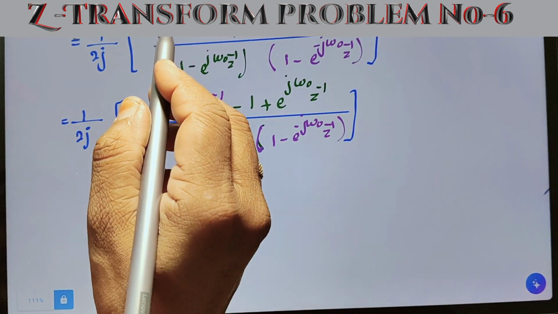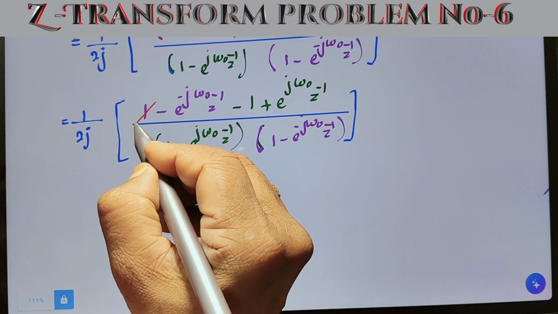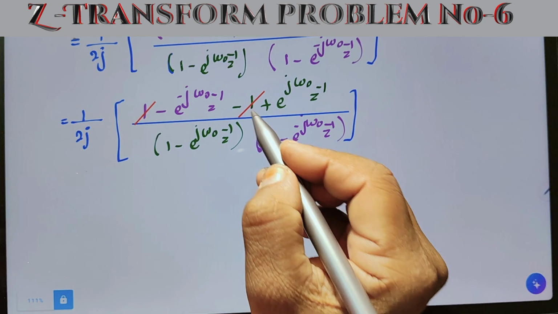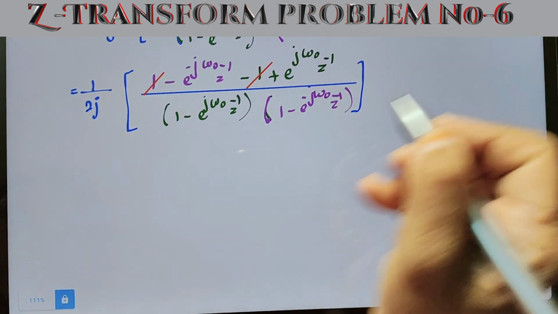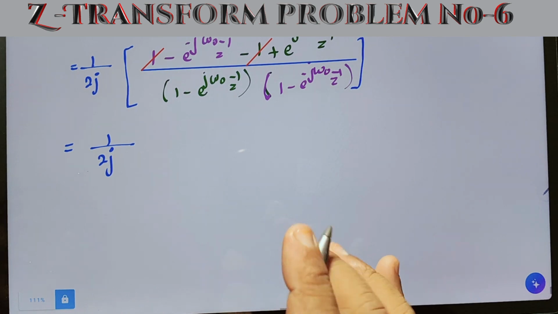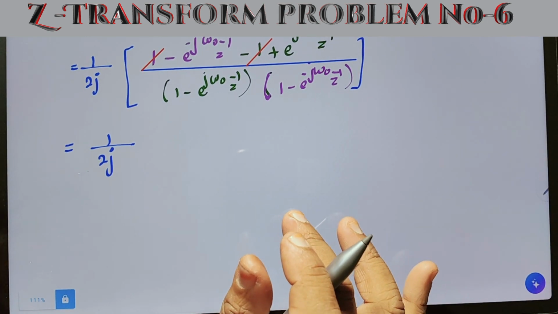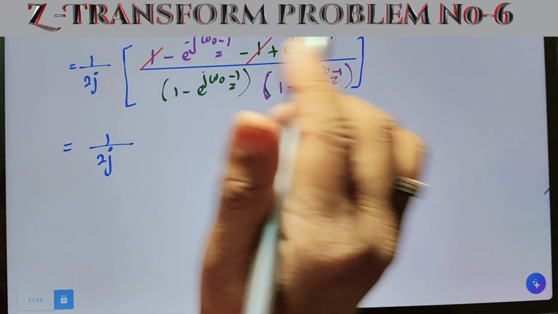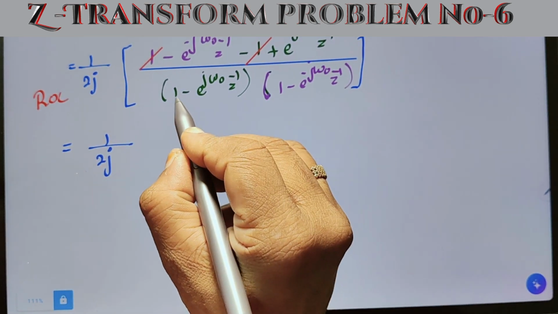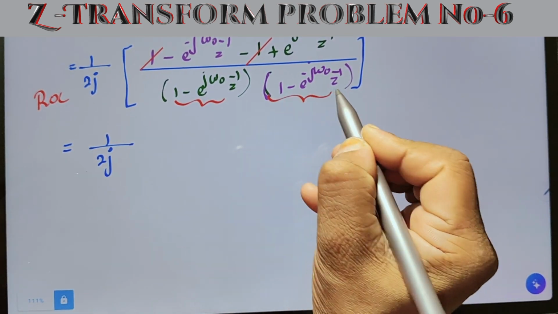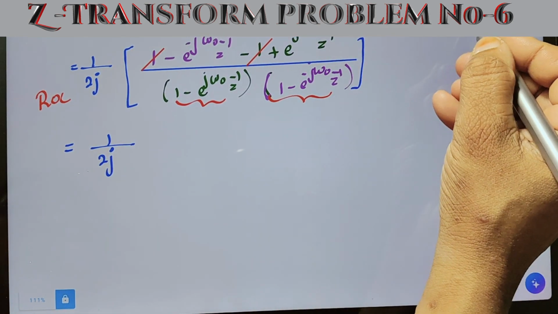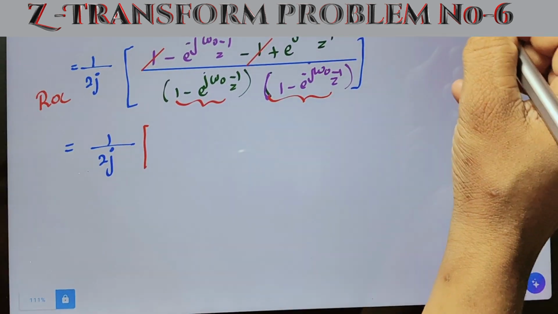Next step, cancel the term: here plus 1 and here minus 1 get cancelled. Write the remaining term equal to 1 by 2j. Here, see, this line is mainly used for ROC, because they have 1 minus the term here, here also 1 minus the term, and here also 1 minus the term. This step is mainly used to find the ROC.